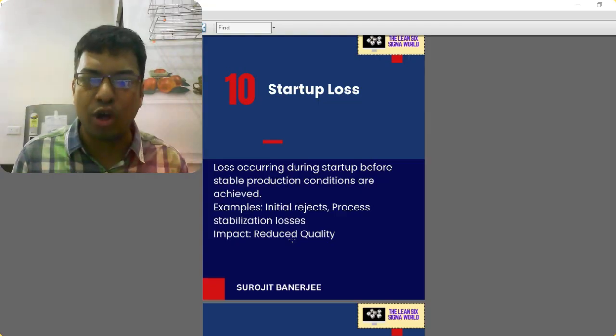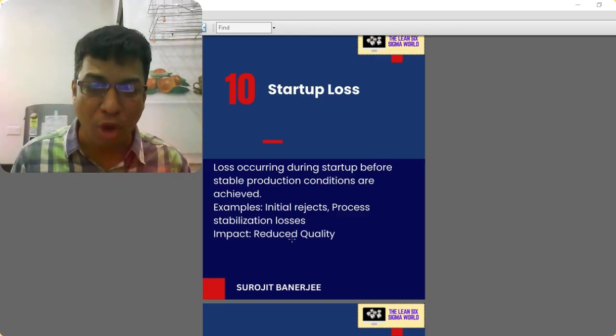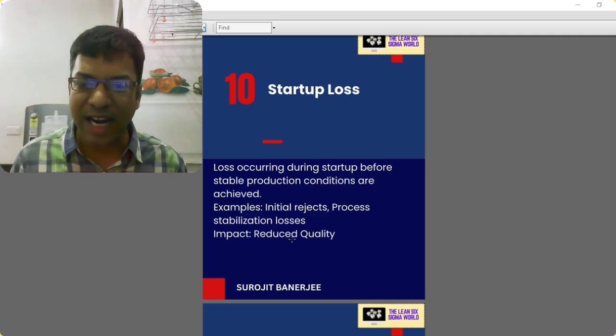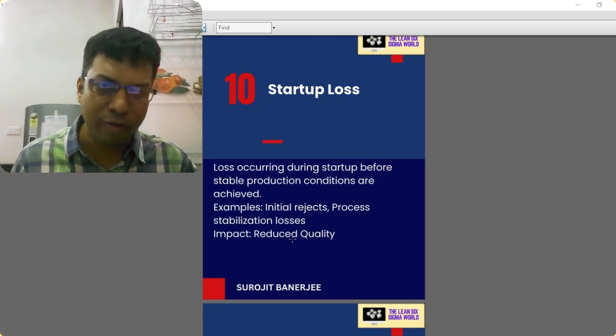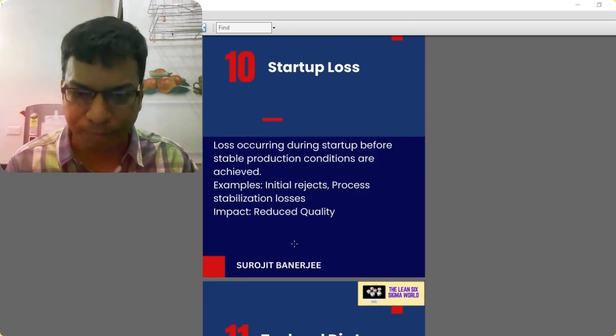That is called startup loss. But once you stabilize everything, then this loss is gone. So these are initial rejects, process stabilization losses. This comes under that. The impact is reduced quality. In the initial stages, we face some problems of reduced quality.